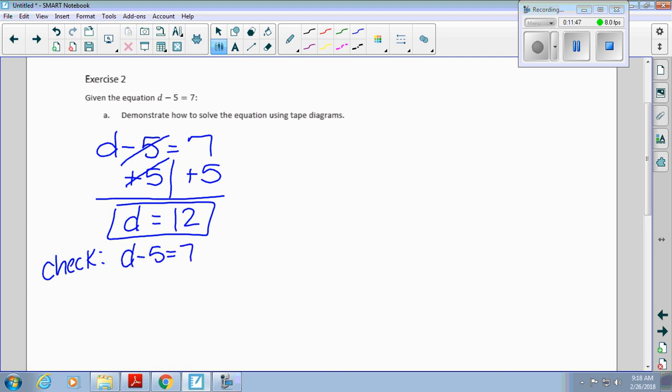All right, next step of my check is to do what? William? Plug in what you found out. Very good. Plug in your answer. So 12 minus 5 equals 7. What's 12 minus 5, everybody? 7. 7, so we did that correctly.